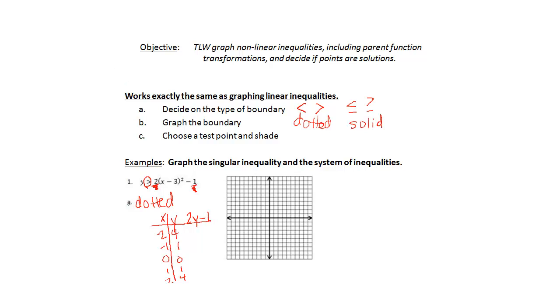Now, on the inside of the parent function, that's going to show what's happening horizontally. So I have a -3, and if you remember, horizontally will always be the opposite, so it's going to affect my x values by moving them +3, which of course is in the right direction. Okay, so let's figure out what our new points are. 2 times 4 is 8, 8 minus 1 is 7, 2 times 1 is 2, 2 minus 1 is 1, 2 times 0 is 0, 0 minus 1 is -1, 2 times 1 is 2, minus 1 is 1, 2 times 4 is 8, minus 1 is 7.